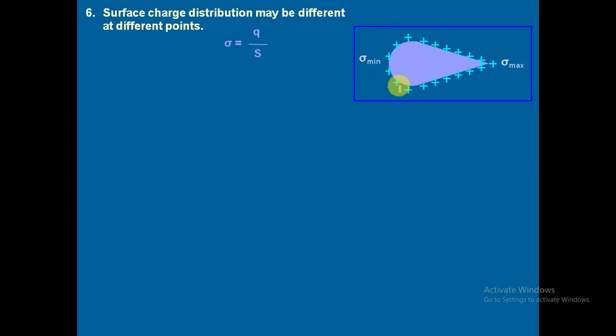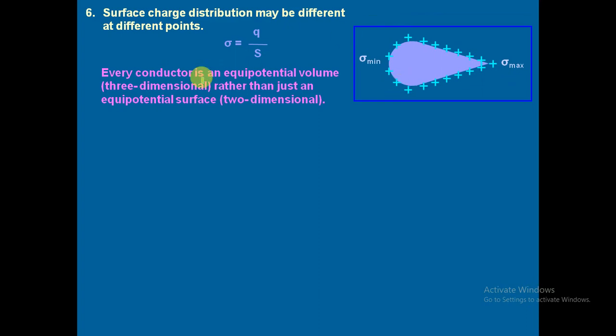Every conductor is an equipotential volume, three-dimensional, rather than just an equipotential surface, or two-dimensional. So whatever conductor we consider would be an equipotential volume, not an equipotential surface, because it occupies some space and has some volume. So that's all about these properties of conductors when they are placed in electrostatic fields. Thank you.